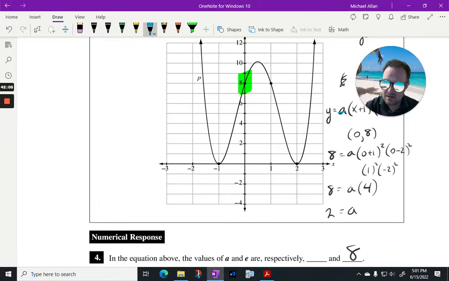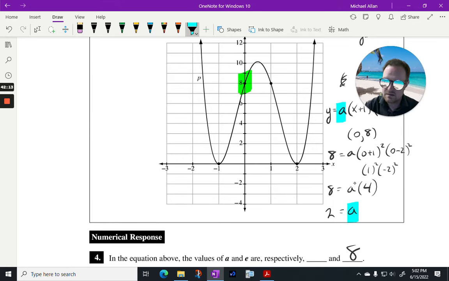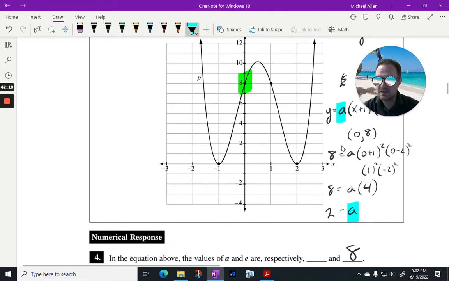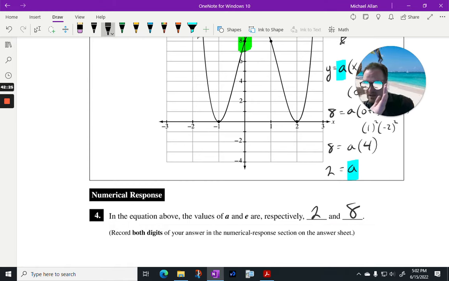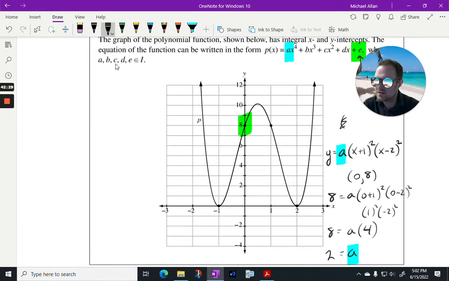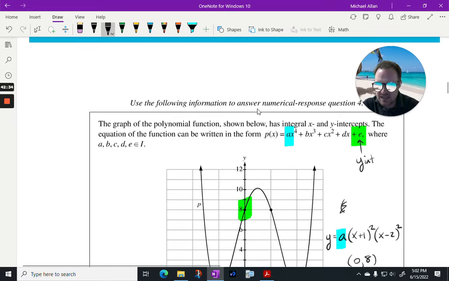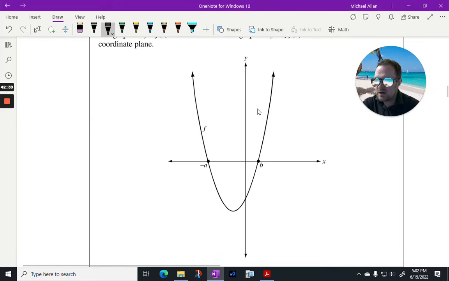Now this a, oh, geez, that was bad. I'm supposed to highlight that, sorry. This a is the same as this a that's up here. Now, if I were to multiply this out, that a would just end up being in the front of all the x's. So we have a 2. It's positive, which is nice because it is opening upwards. I don't know if it was mentioned anywhere, but it is positive. It says up here it could be an integer. So D and E could have been negative, but it wasn't. Okay, cool. This is a good one too.